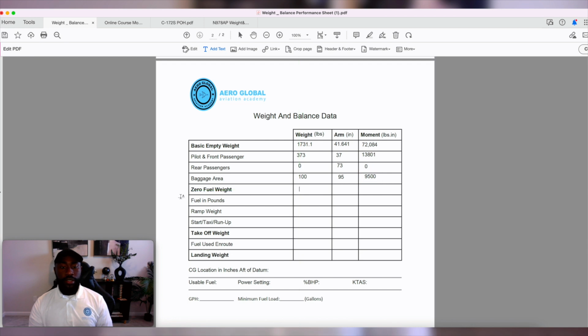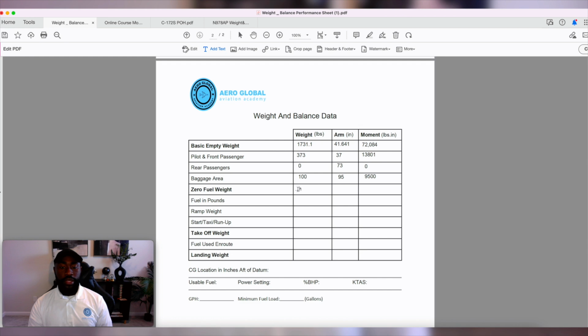So the next line says we need to calculate our zero fuel weight. The zero fuel weight is basically, at this point, you just add everything you've gotten so far on the weight section, and you add everything you have so far on the moment section to get those two main numbers. So in order to get your arm for the zero fuel weight, you just divide the total moment by the total weight to get the arm for the zero fuel weight. So that's how you do that.